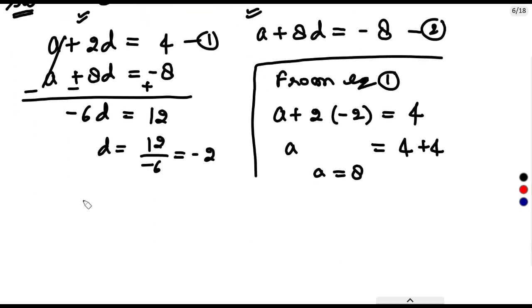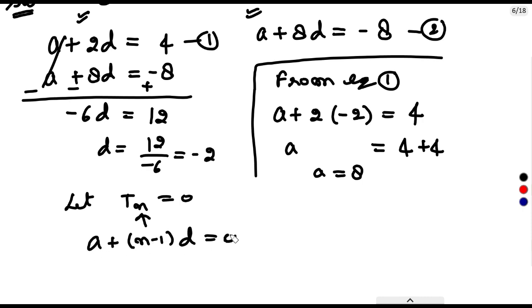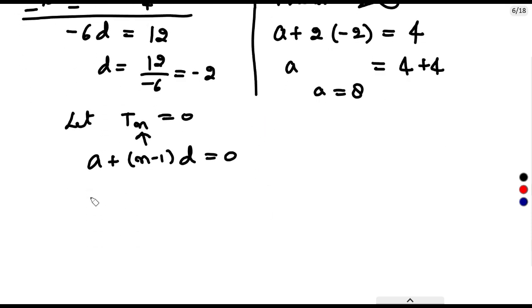Now let nth term is 0. Then we have to find this n. Which term is 0? A is equal to 8 and D is minus 2.